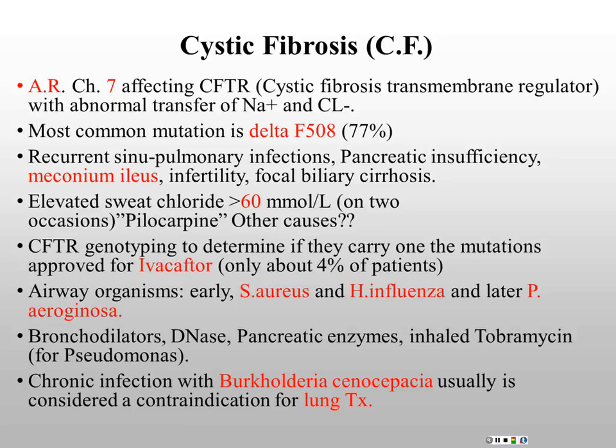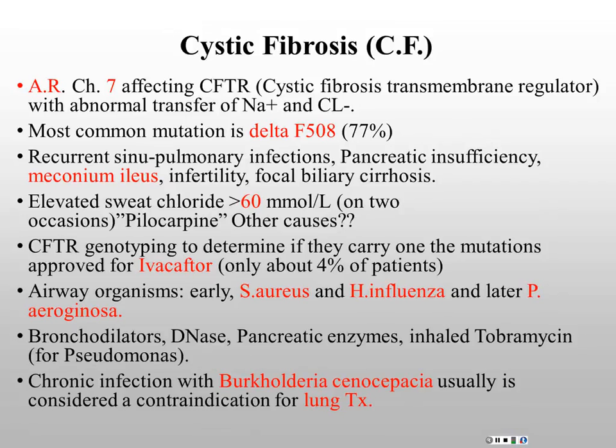Patients are usually colonized with staph and Haemophilus influenzae. Later on, they will have colonization with Pseudomonas. For chronic therapy, you give them DNase and supplementation of pancreatic enzymes. Some of these patients who have chronic colonization with Pseudomonas, you can give inhaled tobramycin. These patients may also be getting macrolides such as azithromycin three times a week for anti-inflammatory effect, and they do better with that.